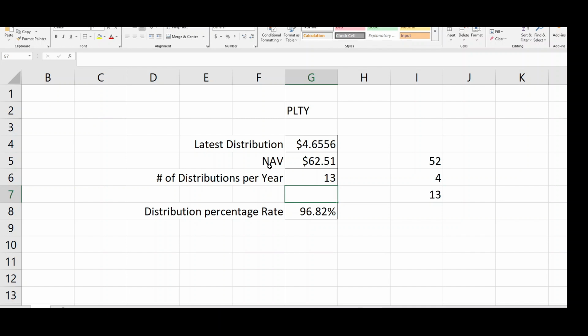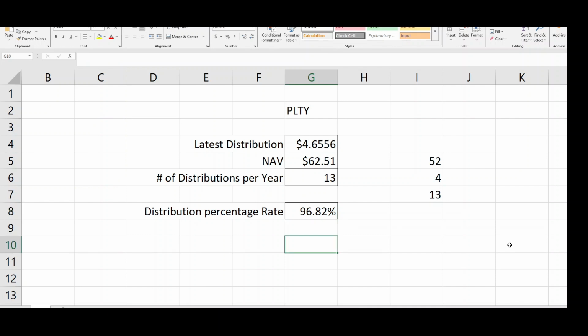The NAV, which is net asset value. So that's the actual value of the stock, and you're using that as the actual cost or price of the stock itself. So assuming you're going to get paid 13 times of $4.65, you can see in our little calculation here, we're taking those two numbers, multiplying by each other, and then dividing by the net asset value to give us our percentage rate of the distribution.